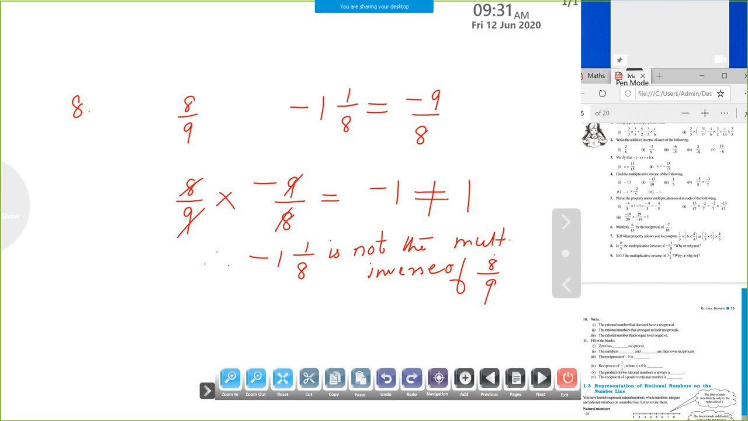So I hope you understand. Whenever you have to find out the multiplicative inverse, find the product of the two numbers and check whether you get the product as 1. If we get the answer as 1, they are the multiplicative inverse of each other. If it's not equal to 1, we conclude that they are not the multiplicative inverse of each other. So let's move to question number 9 now.